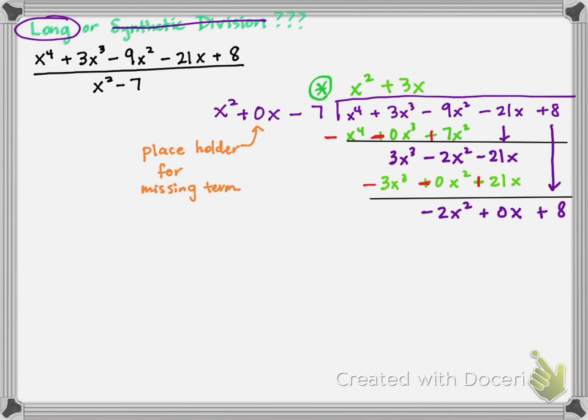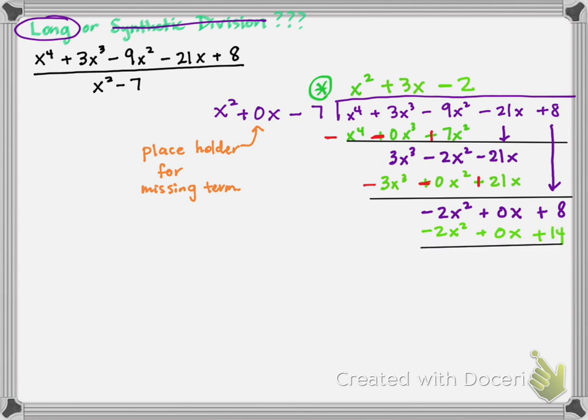Okay, so back to the question. How many times does x squared go into negative 2x squared? Well, that's going to be negative 2 times. Now I take that negative 2, and again, I'm going to distribute negative 2 to each of those terms on the outside, and then write the products underneath. So I have negative 2 times x squared is negative 2x squared. Negative 2 times 0x is positive or negative 0x, because it doesn't matter. And then negative 2 times negative 7 is positive 14.